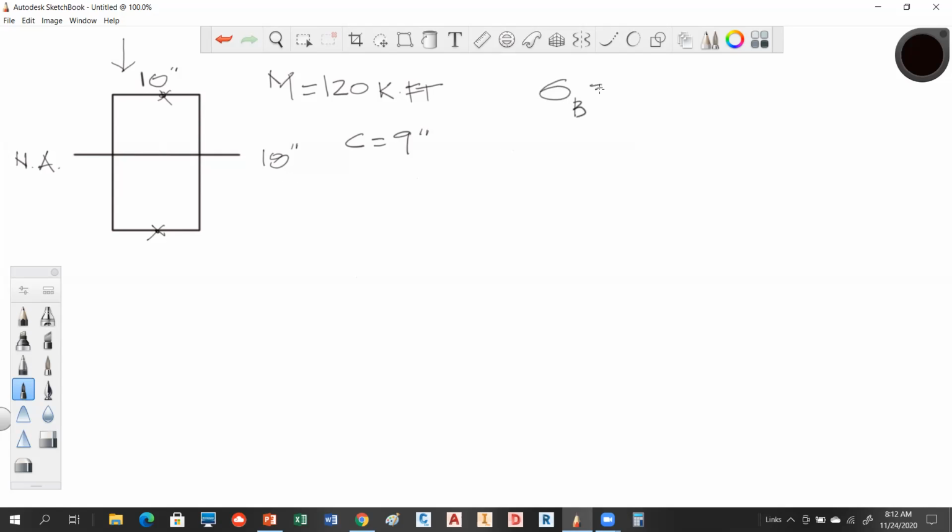Okay. So we need to solve this equation. Bending stress is equal to M times C over I. All right. So we know M, we know C. We just need to solve what? I. Okay. That's pretty simple for a rectangle, right? 1/12 the base. In this case, the base is parallel with the neutral axis. So that's 10 times the height cubed, which is 18, divided by 12.